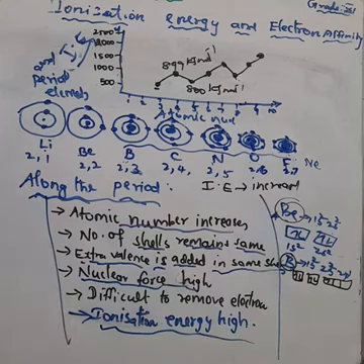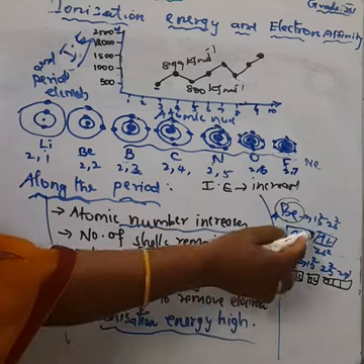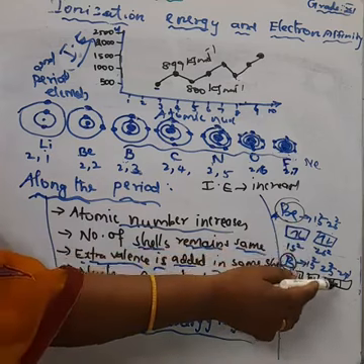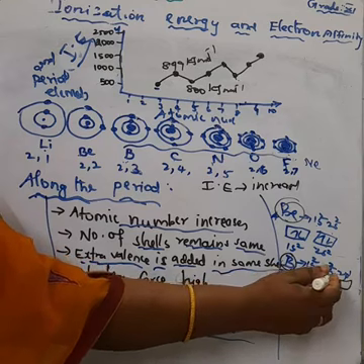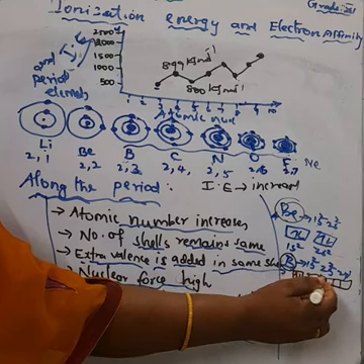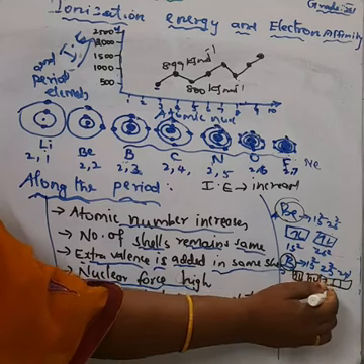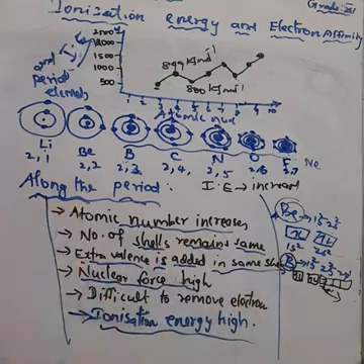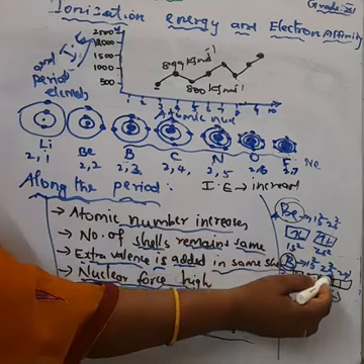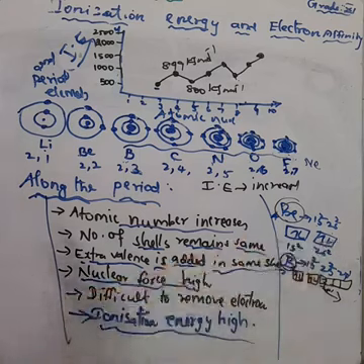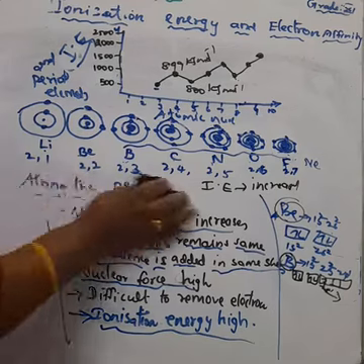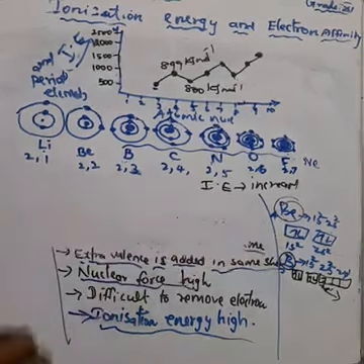So the beryllium atom is stable now. But in boron, the first orbit has 2 electrons, the second orbit has 2 electrons, and the valence electron is only 1 electron. So it is easy to remove the electron from the p orbital, because it is partially filled. But in the beryllium atom, it is difficult to remove the electrons from the outermost shell because it is completely filled and stable. Understood? That's why the ionization energy of beryllium is higher than boron.